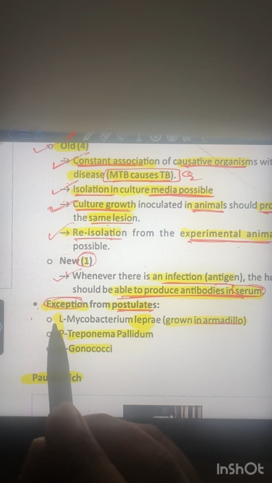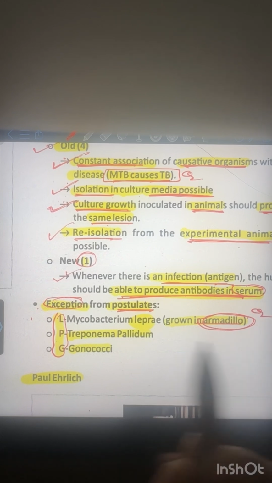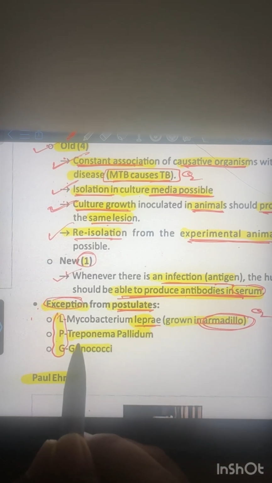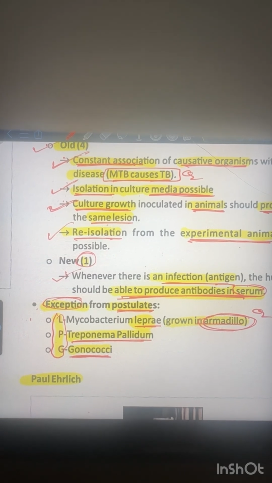L is going to stand for Mycobacterium leprae. Can you grow this in a culture media? No. This is only grown in the 9-banded armadillo. You cannot grow it in a culture media. What is P? P is going to be Treponema pallidum, and G is going to be gonorrhea. So remember, LPG do not follow the Koch postulates. That is your mnemonic. Let's move on to the other scientists.